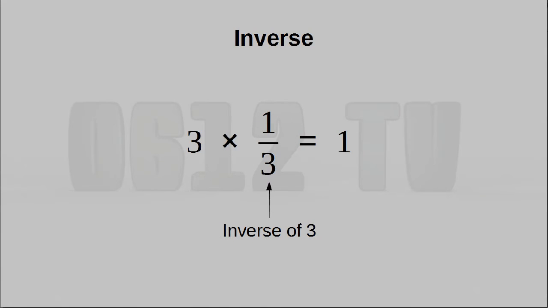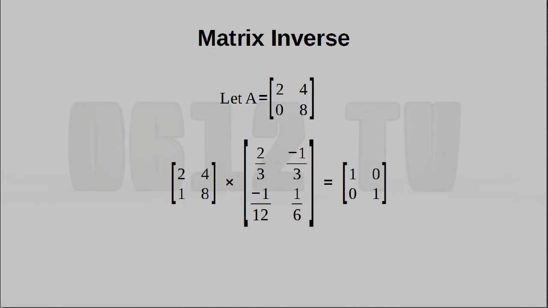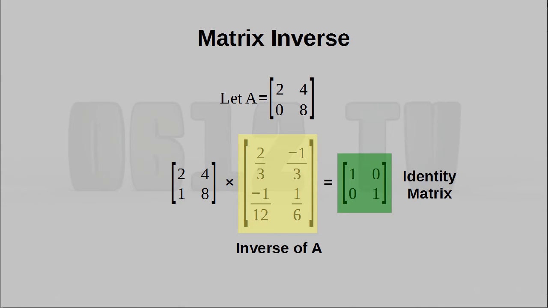Another operation is an inverse. Now, before we look at inverses in terms of a matrix, let's look at it in terms of just numbers. If I have a number, say 3, and I multiply it by its inverse, in other words 1 over 3, I'll get the result 1. The same idea applies to a matrix. If you can find the inverse of a matrix and multiply them together, you'll get what is known as the identity matrix, which is the equivalent of 1 in matrix terms.